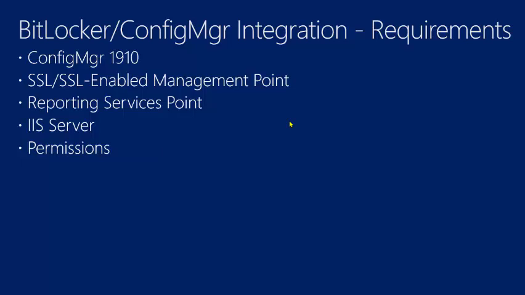Then your recovery website, which you'll see all this in a minute, will leverage that 443 certificate, and everything works, right? No problem. You also need a reporting services point if, in fact, you're going to leverage the reports that come along with BitLocker. You can do that.